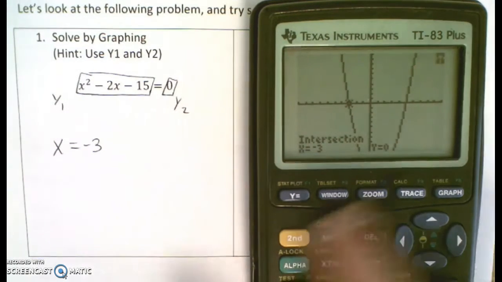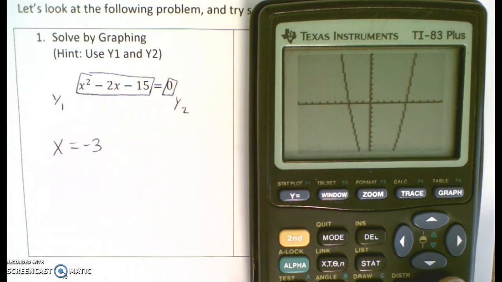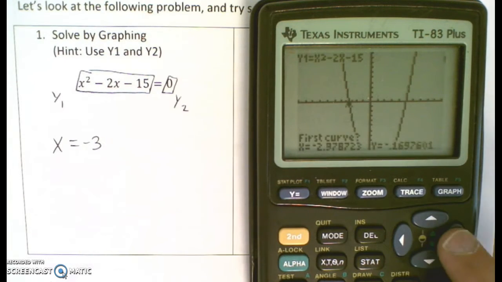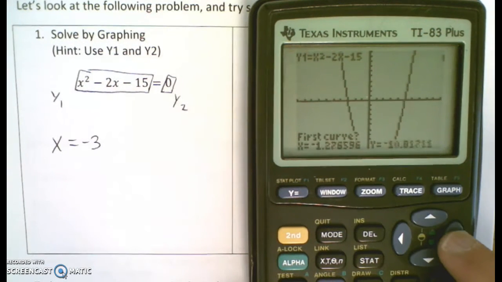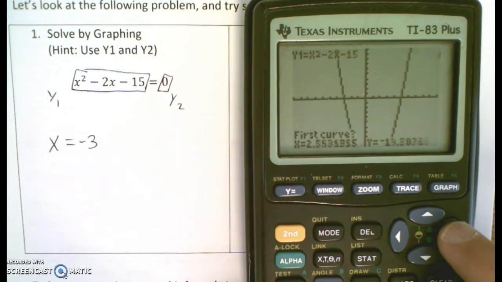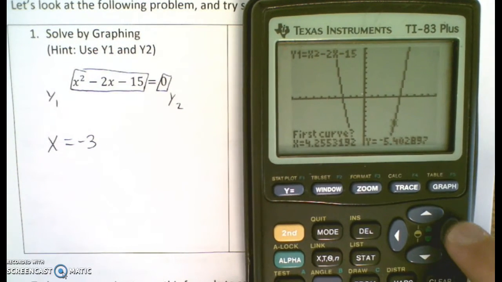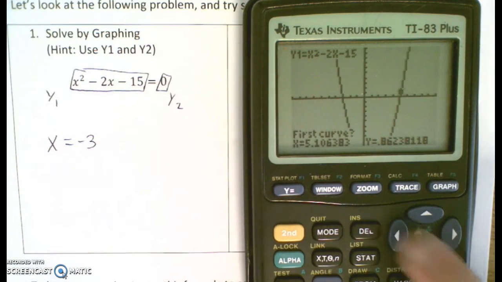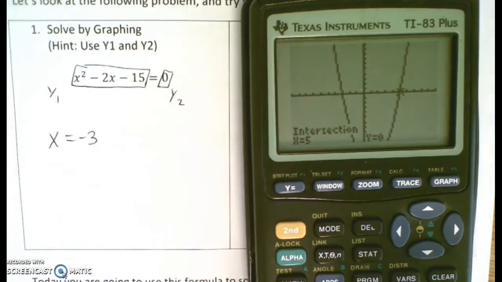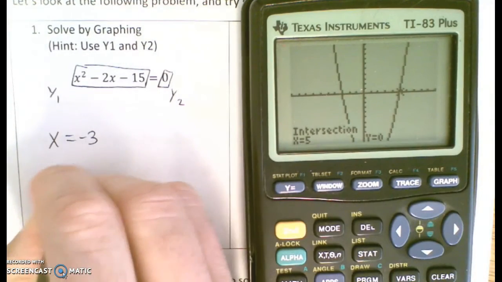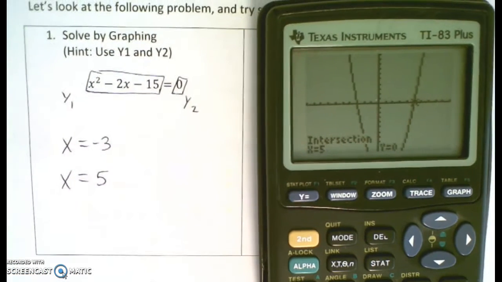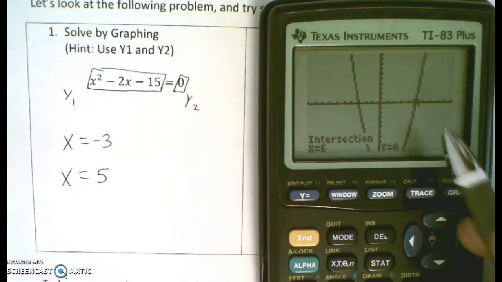The other solution, we do the same step to repeat it. Second, trace, intersect. When we moved it over to the right, it's got to go over past the hump in the parabola, and there's my cursor again. And I would hit enter, enter, enter 3 times. So my other solution was x equals 5. So we practiced that method, and you can always use that method when you're solving. You can do graphing, and you'll get at the answer using graphing.